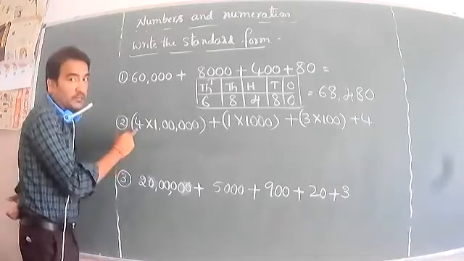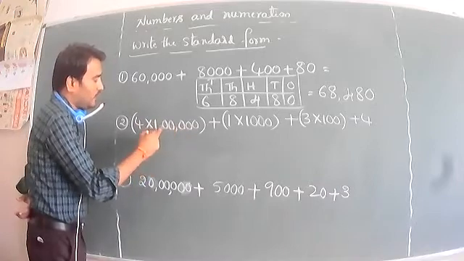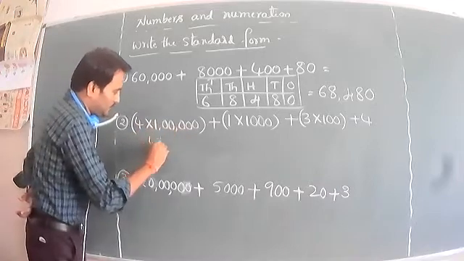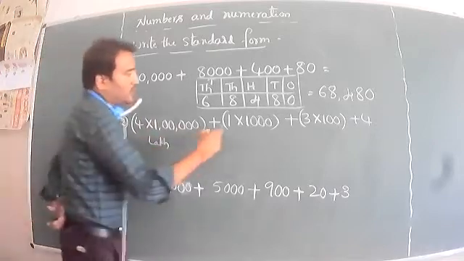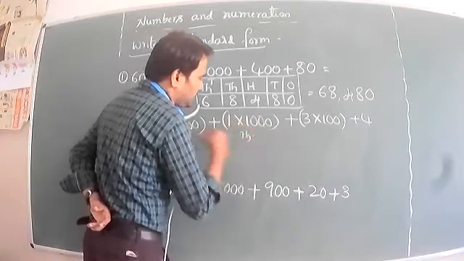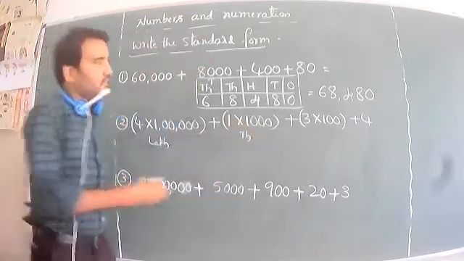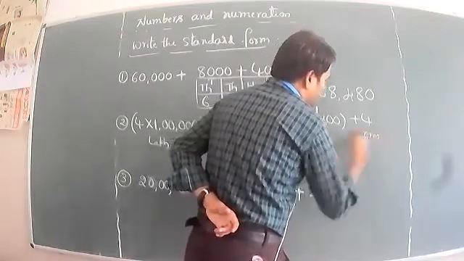So the given number is 4. So how much has to be multiplied? Ones, tens, hundred, thousand, 10,000, lakh. It is lakh. Keep it in mind. Now what about this one? Ones, tens, hundred, thousand. It is thousand. Next, directly we read it as 100. It is ones.